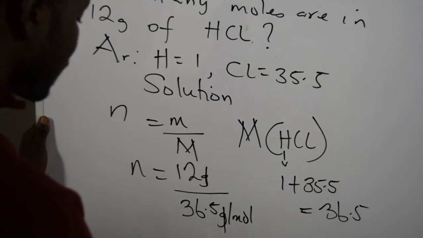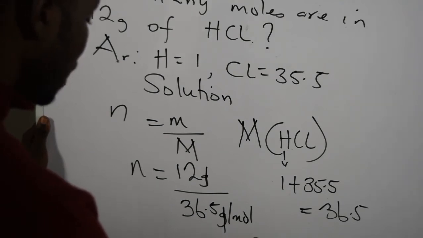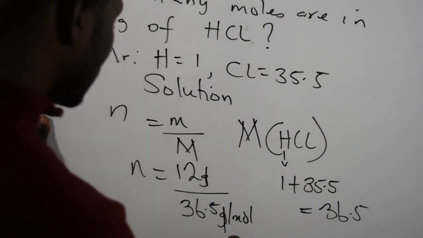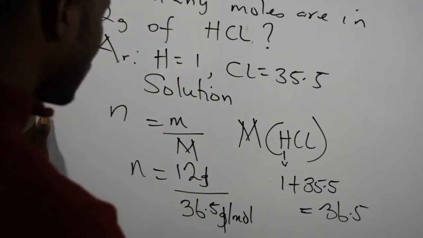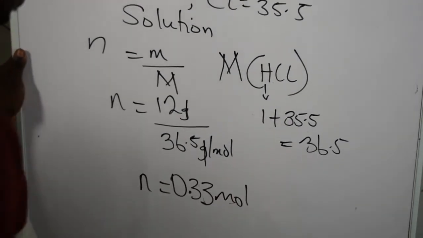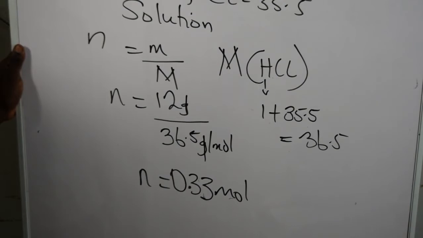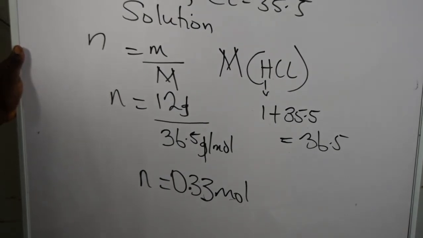0.328. So I'll round this up to 0.33. So 0.33 moles. This is how we calculate for moles.